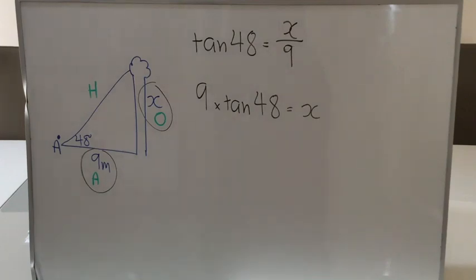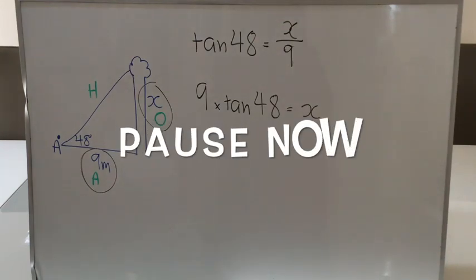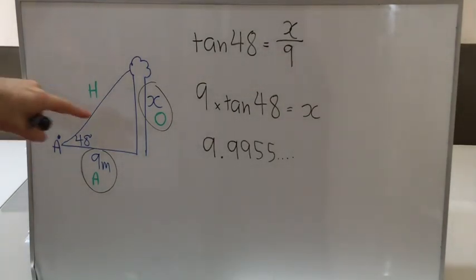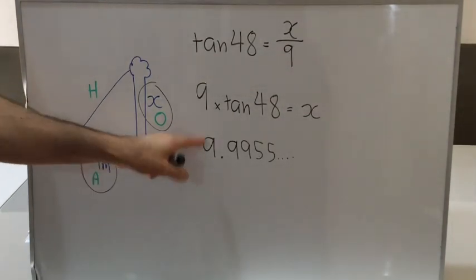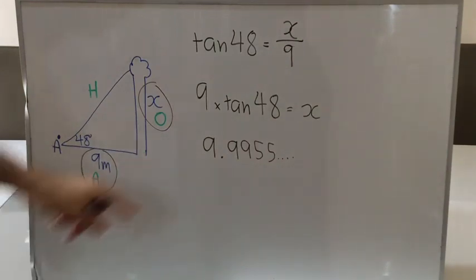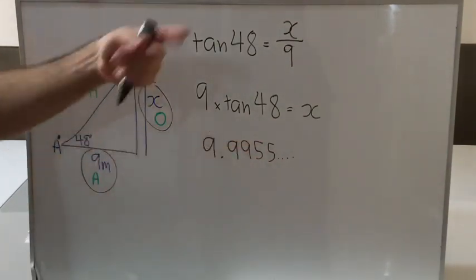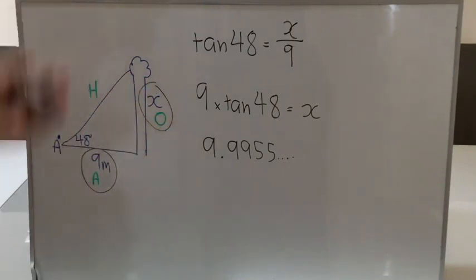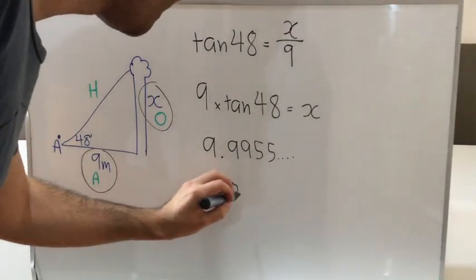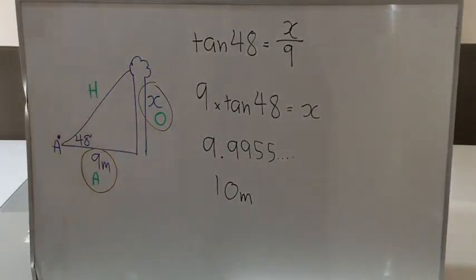Type it in. Now this is a little bit tricky. I want the answer to 2 decimal places. But when you type it in, you'll realise that it's a bit harder to round up. Have a go. So it comes out in the calculator as a number that looks like this, 9.995, and so on. So we want 2 decimal places, 99. Next number is 5, we need to round up. What's after 99? 100. It actually just ends up being 10 meters as your answer.